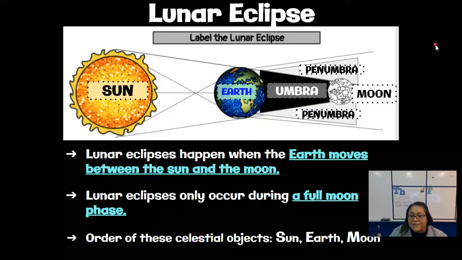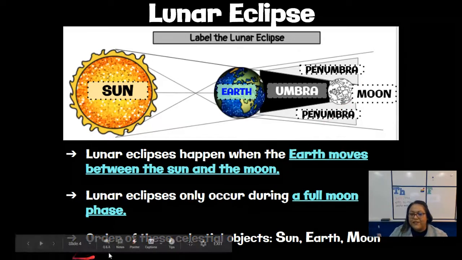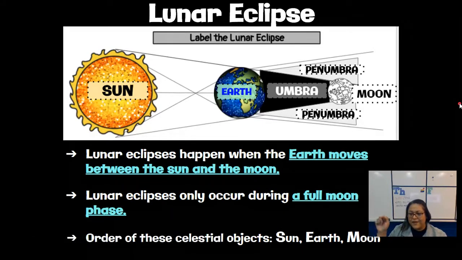So a lunar eclipse happens when the Earth moves between the sun and the moon. So if we're thinking of these 3 objects, the sun, the Earth, and the moon, the Earth's in the middle. So I always like to think of ways to help me remember. I always think of the order of the celestial objects here, sun, Earth, moon, kind of helps me like SEM. Okay, so SEM.